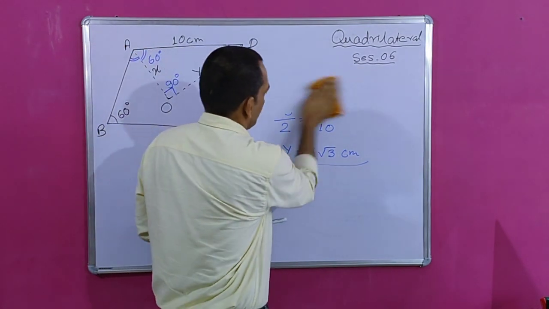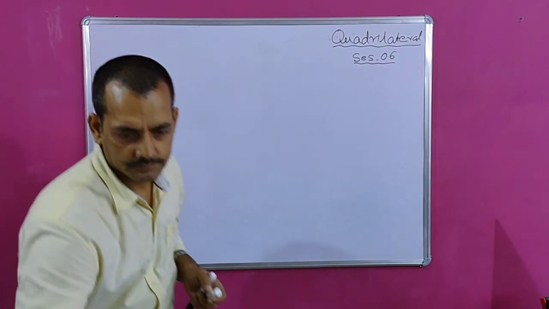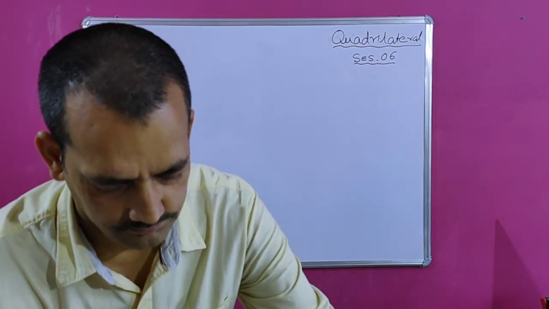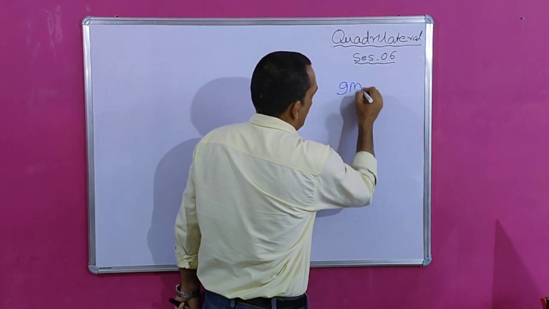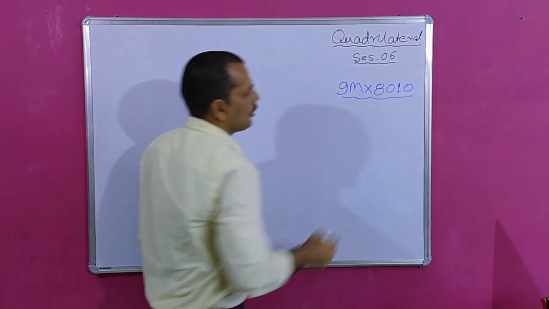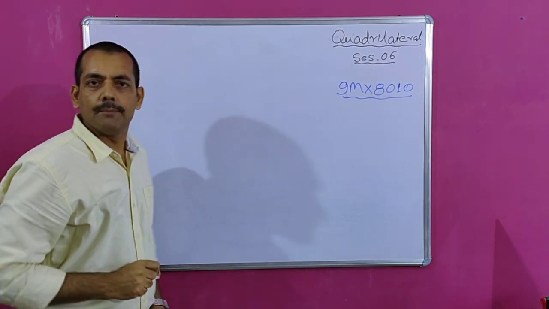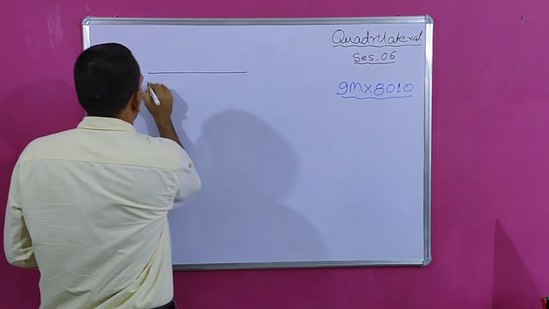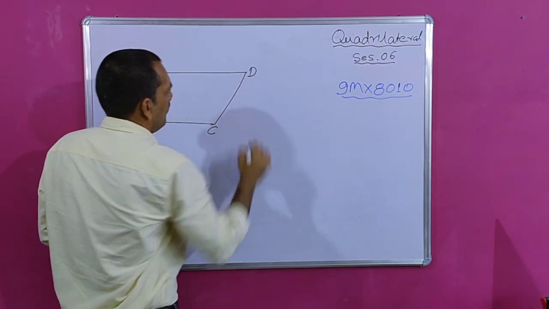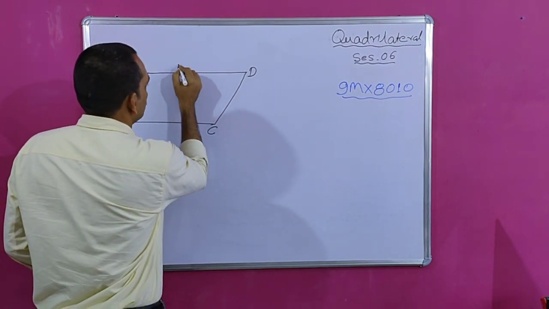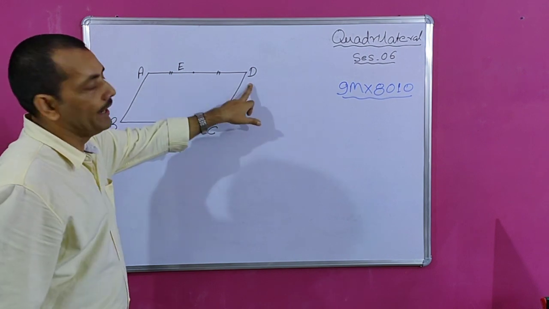Okay. Going to the next question. Question number 3, which is again of medium difficulty level. Question ID 9MX8010. This third question, you can search with this ID. Here there is a parallelogram, where there is a point E, which is the midpoint of AD. This point E is the midpoint of AD.